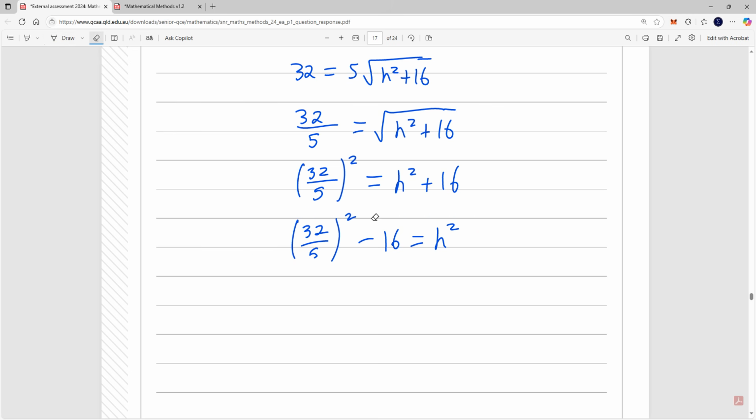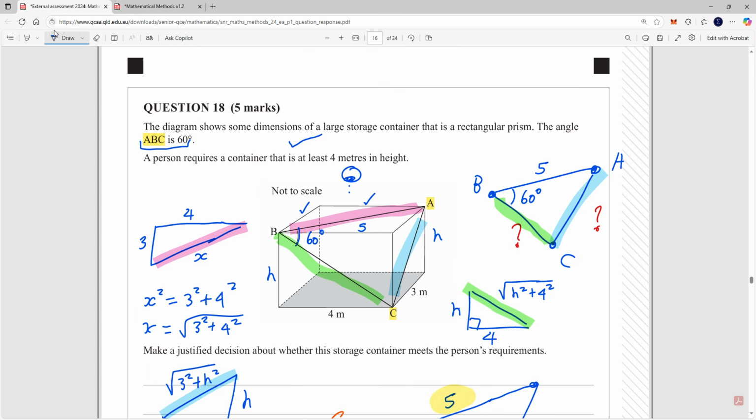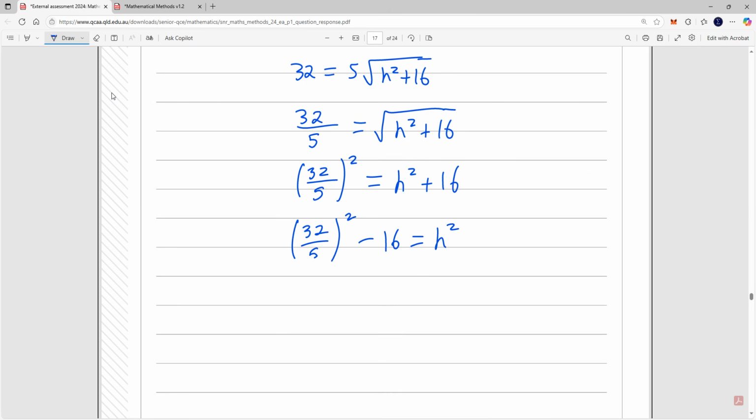How are we going to work out what h is from this without plugging into a calculator? Well, all we need to know is that it's at least 4 meters high. So keep that in consideration. All we need to do is prove that we know h is bigger than 4.